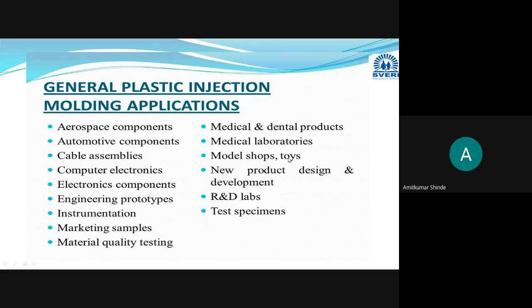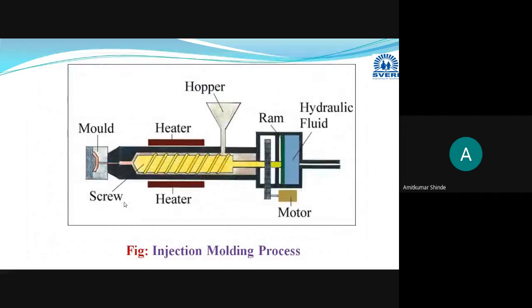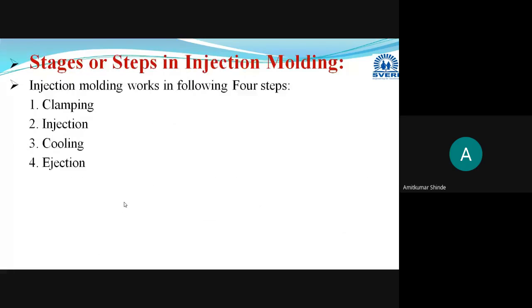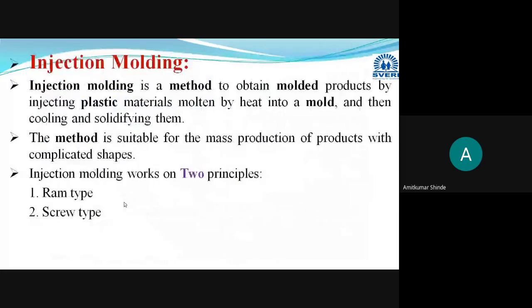Different kinds of toys. Then it can be helpful in the R&D department. Or different kinds of marketing samples or test specimens. All these can be manufactured with the help of the plastic injection molding process. These different kinds of products can be manufactured with the injection molding process. So this is the injection molding process.